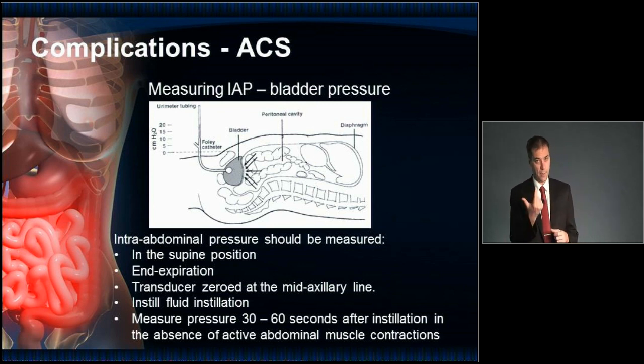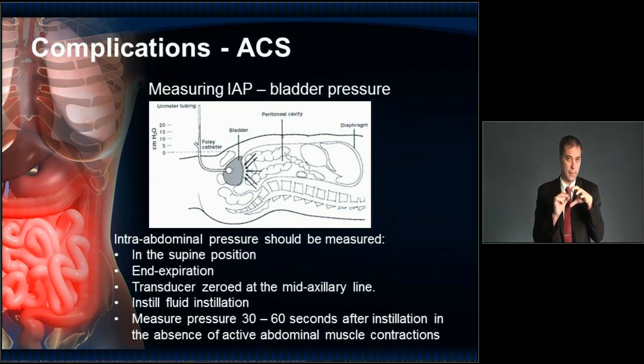So the patient has a urinary catheter, and you've put fluid in the bladder. You have the transducer in the bladder, and then 30 to 60 seconds after putting the fluid into the bladder, measure the pressure. You want to make sure, if at all possible, the patient's having no abdominal contractions at the time, because abdominal muscle contraction can falsely elevate bladder pressures.